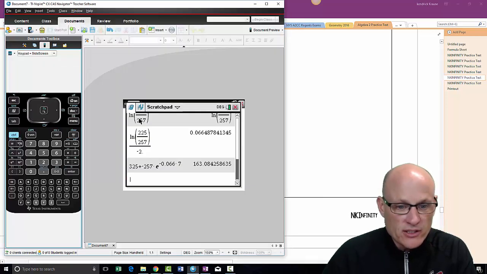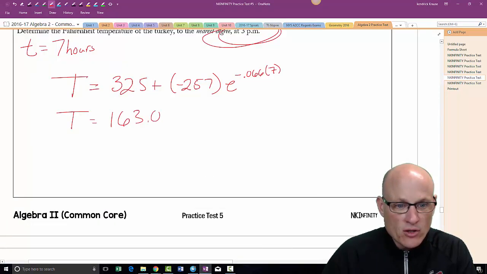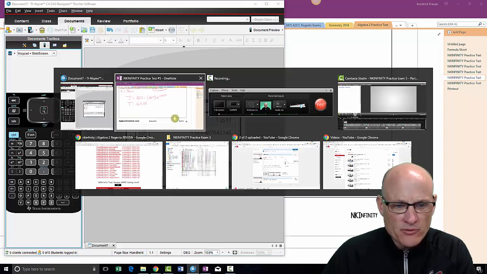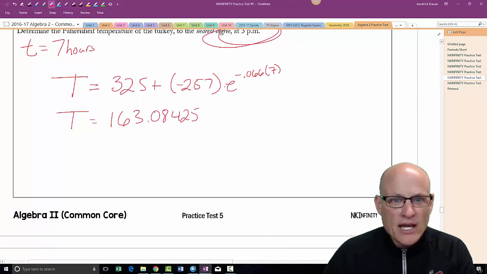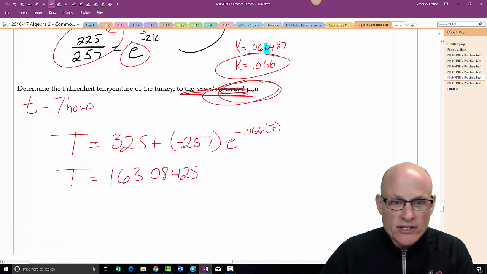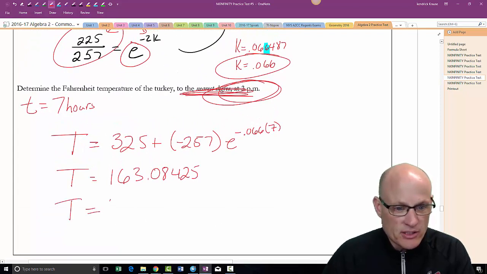163.08. I always like to write down decimals. And round it to the nearest degree. Okay, so temperature is going to be equal to 163 degrees. There you go.